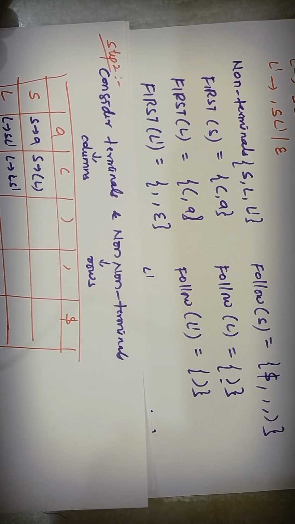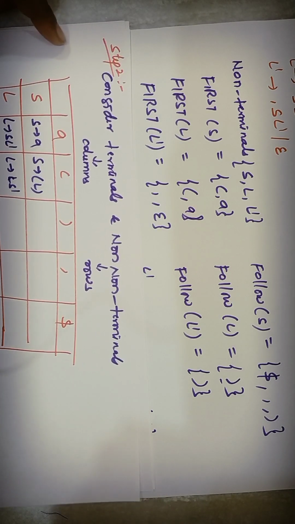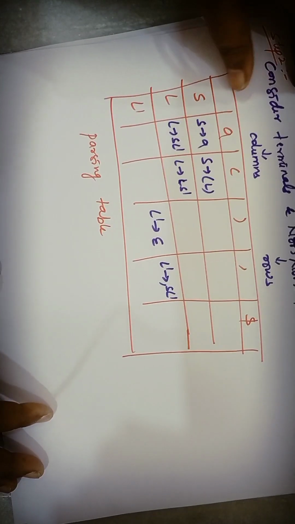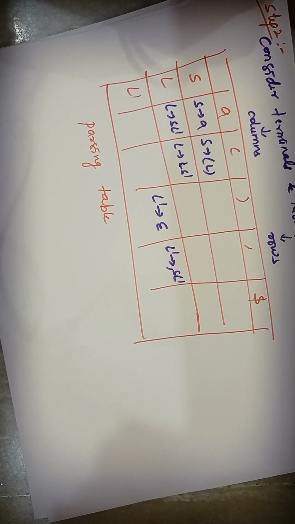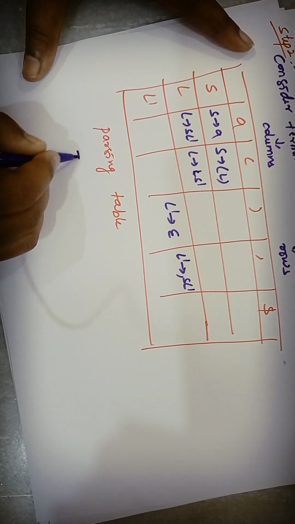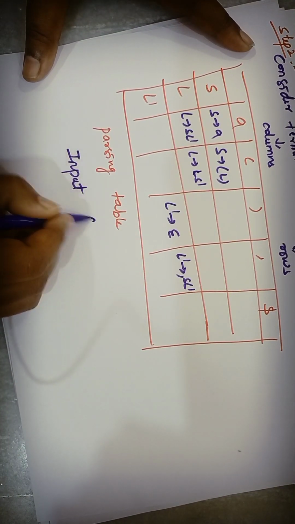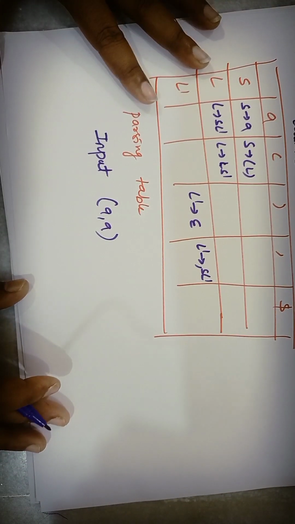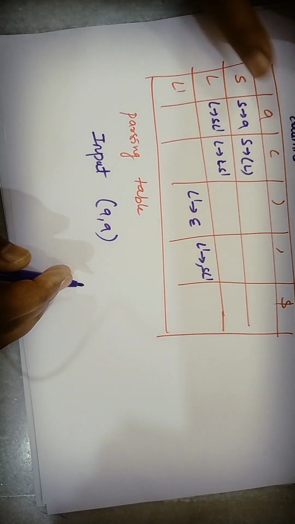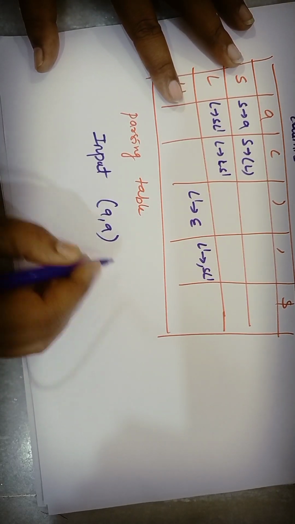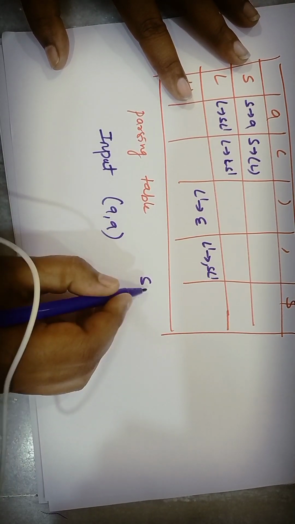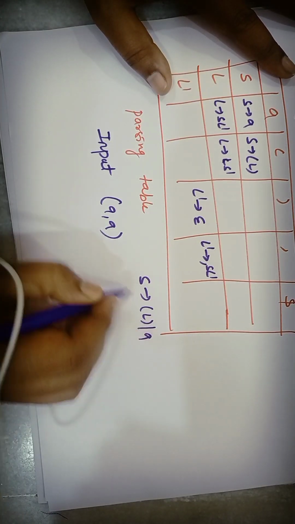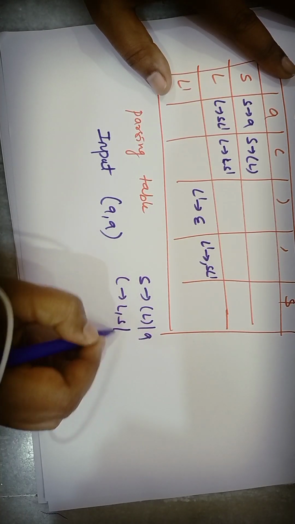Next we are going to see the parsing with the help of the input string. Here the input string is a comma a. For this input string, we are going to see whether a comma a is derivable or not. The productions are S tends to parenthesis L, or A, and L tends to L comma S, or S.